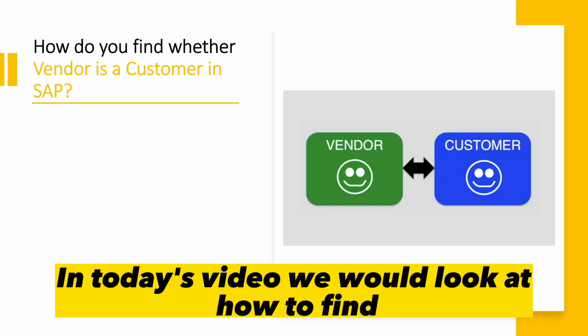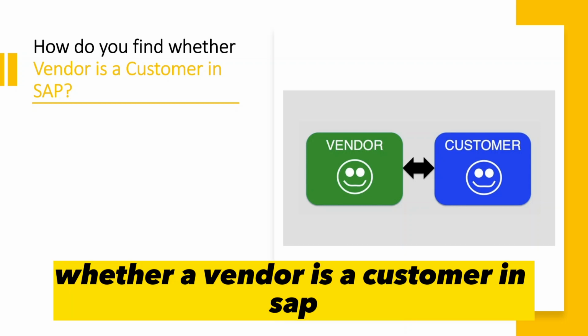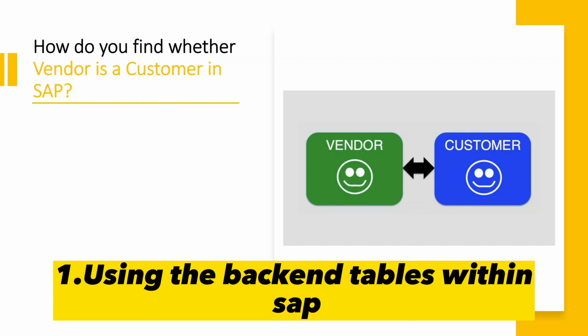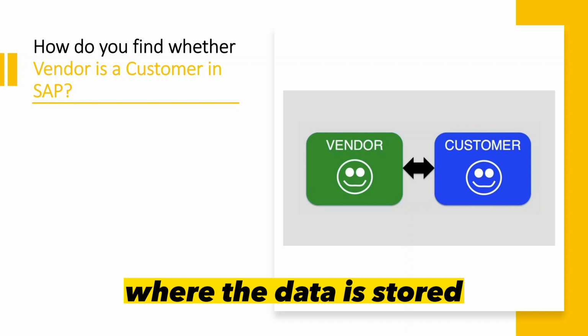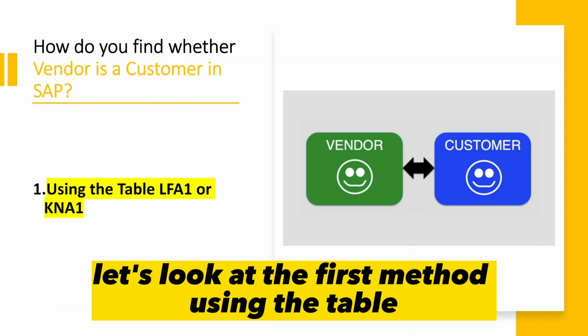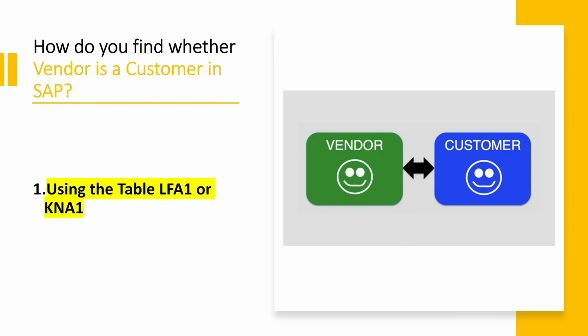In today's video, we will look at how to find whether a vendor is a customer in SAP. There are two ways to find whether a vendor is a customer. One is using the backend tables within SAP, where the vendor data is stored, and method two is using a T code. Let's look at the first method using the table.